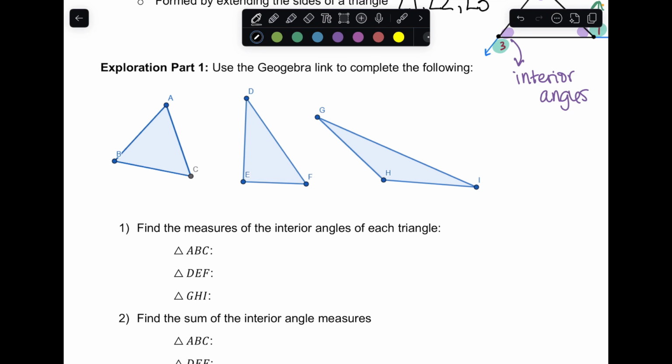Okay, so if you measured all of those angles, you should have gotten that this first one was all 60 degrees. So measure of angle A, measure of angle B, measure of angle C is all 60 degrees. If you measured the second one, you would have gotten a 90-degree angle there. So this is a right triangle. And you would have gotten 36 degrees and 54 degrees.